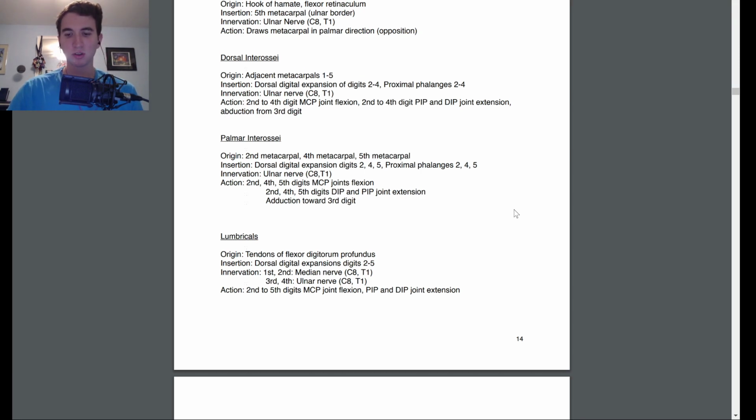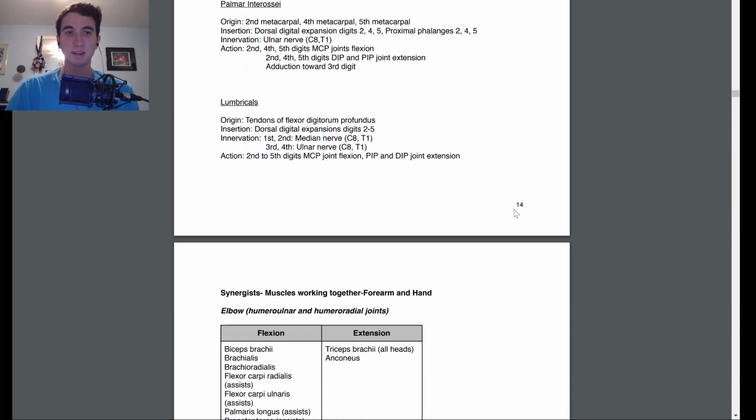Then we have the lumbricals. It originates from the tendons of the flexor digitorum profundus. It inserts at the dorsal digital expansions of digits 2 through 5. The innervation differs by digit. The first and second are from the median nerve, C8 and T1, and then the third and fourth are from the ulnar nerve, C8 and T1. The actions are for the second through fifth digits MCP joint flexion, and PIP and DIP joint extension.